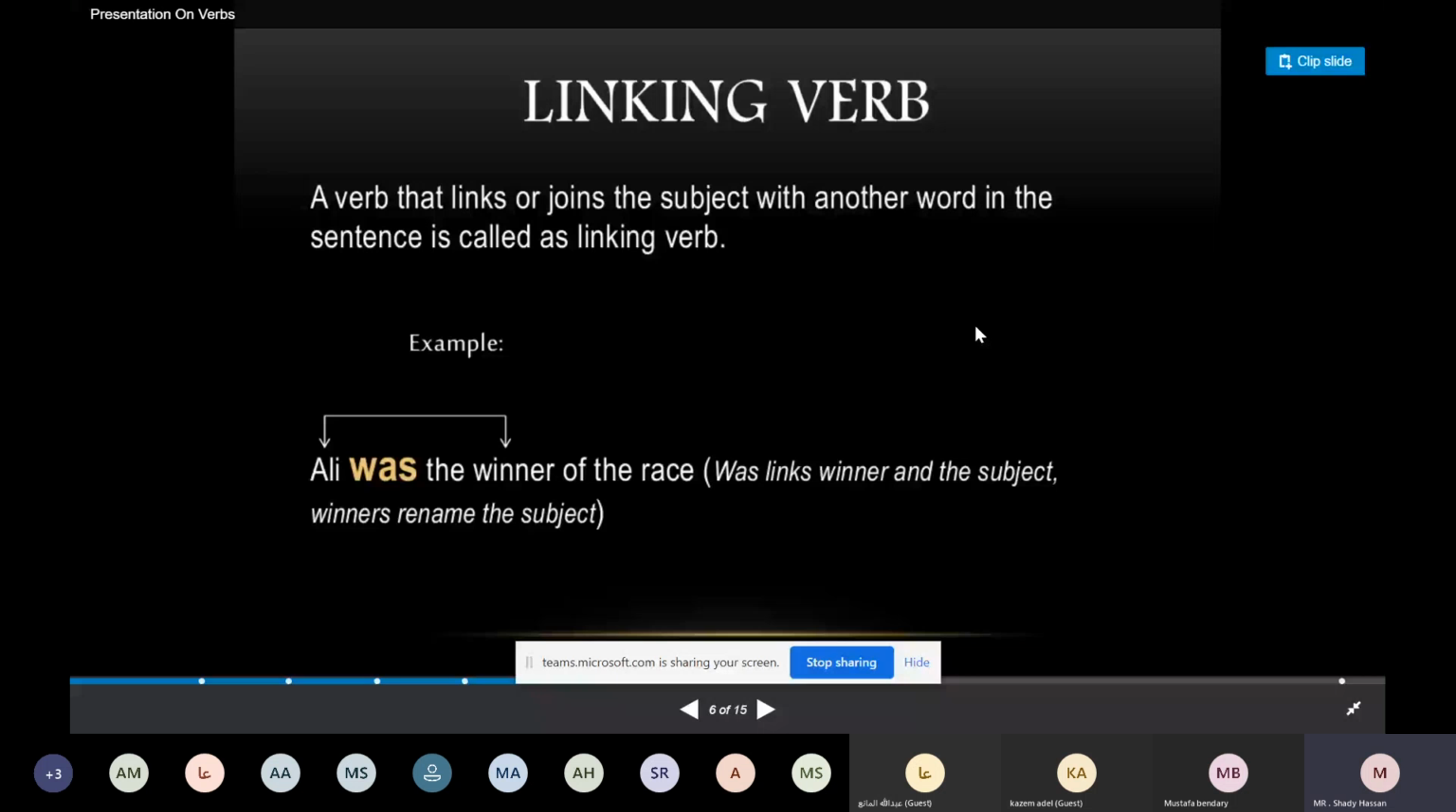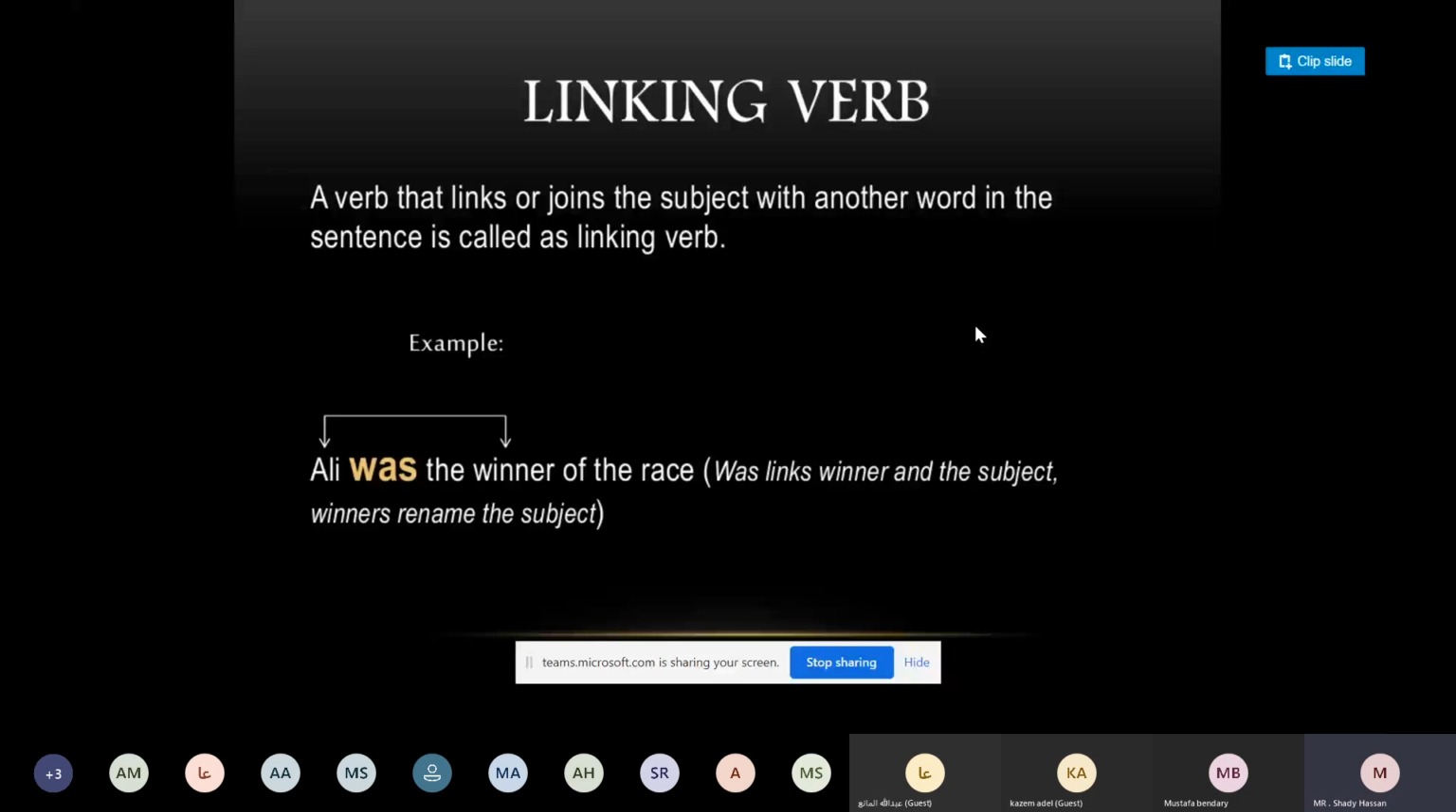Once again, the linking verb is a verb that links or joins the subject with another word in the sentence. Example: Ali was the winner of the race. Here I use the verb was to link Ali to the noun winner. So Ali was the winner. That's why I'm talking about the verb was as a linker, so we call it a linking verb.